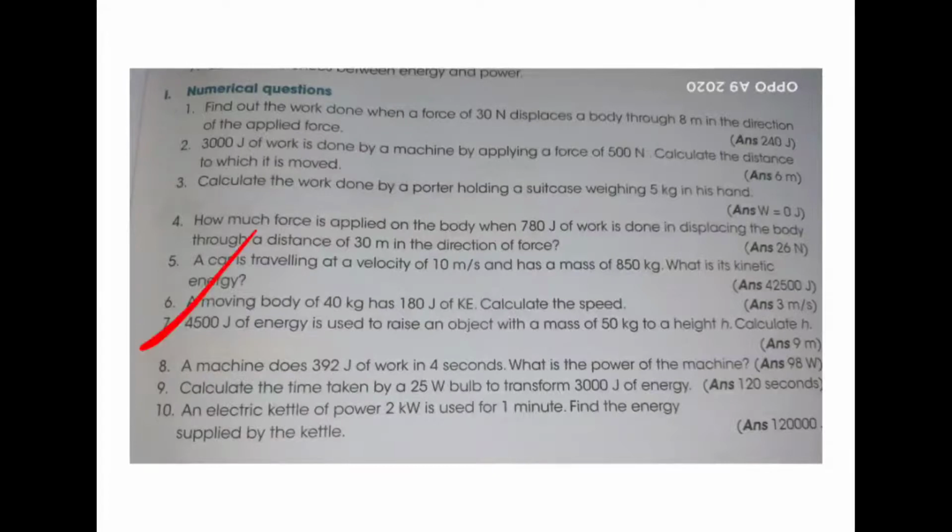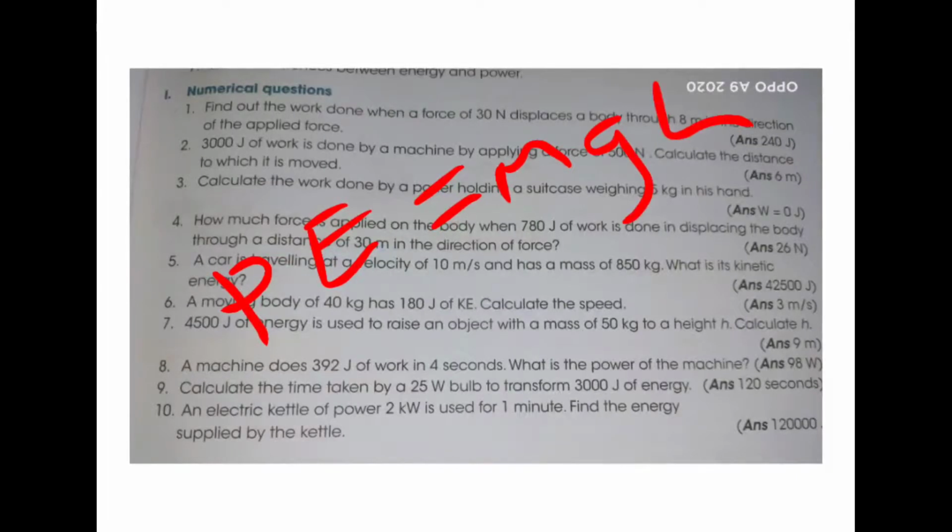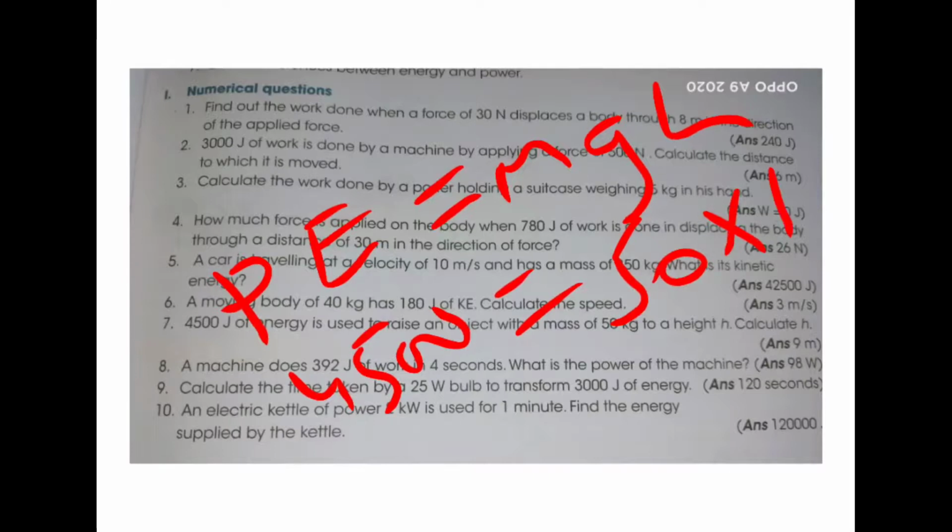Question number 7. 4500 joule of energy is used to raise an object with a mass of 50 kg to a height h. Calculate h. Potential energy we know is m into g into h. So we substitute: 4500 equals mass 50 kg into g, which is 10, into height. Now 50 into 10 is how much? 500. So if you divide 4500 by 500 you will get h.